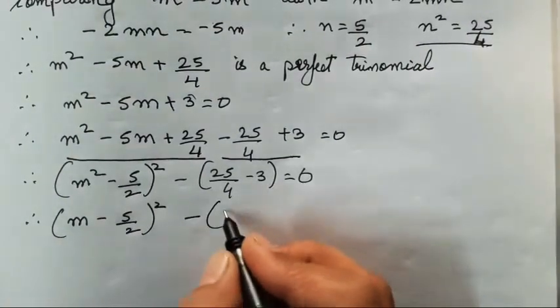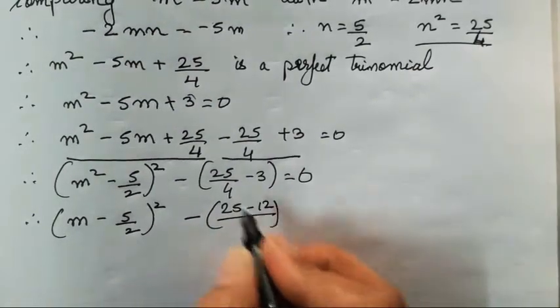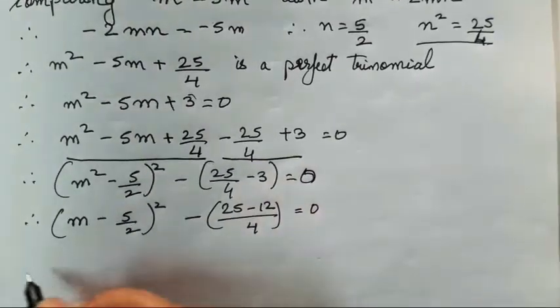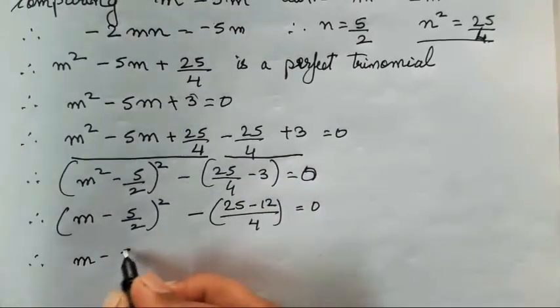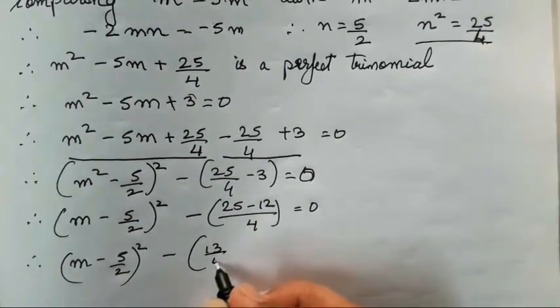Minus, now this will change to 25. 4 3s are 12 upon 4. 4 3s are 12, and that only we have to write over here. So therefore, m minus 5 upon 2 whole square minus 13 upon 4 is equal to 0.